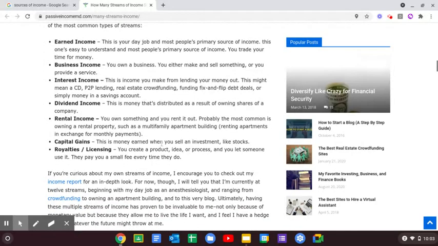Capital gains, money earned when you sell an investment like stocks. All right, royalties or licensing. If you can create something, that's where we talk about earning income that way, through royalties and licensing. This is what your musicians are getting. They're getting paid royalties.